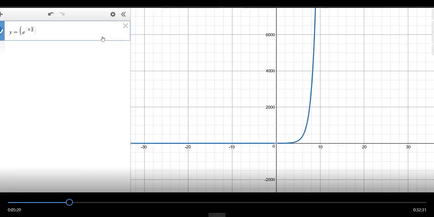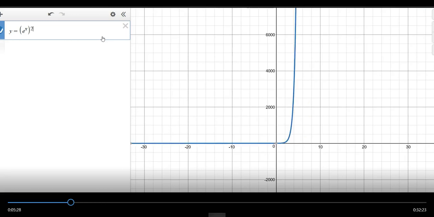X parentheses. Back that up. Okay, there we go. Squared. That is 10e to x. And minus 1. Okay, better change the window. Okay, that's looking a little weird.